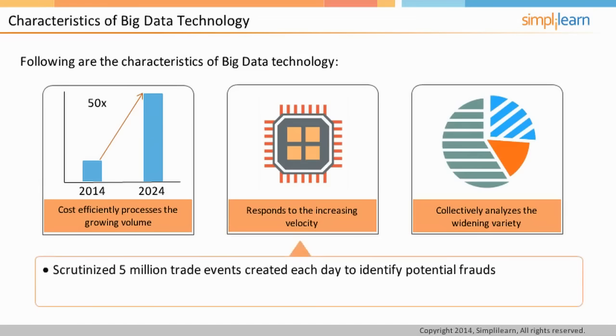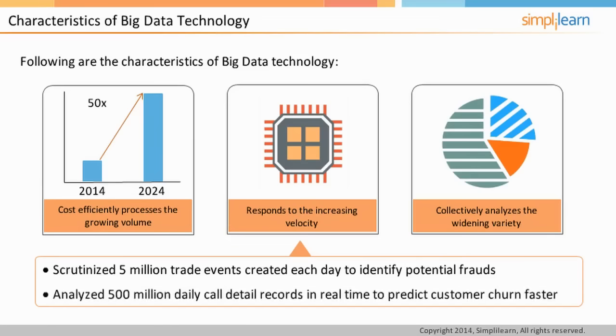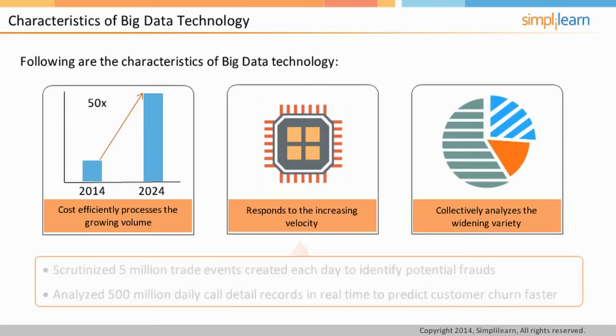Big data technology also helps to respond to the increasing velocity of data. For example, it has scrutinized 5 million trade events created daily to identify potential frauds. It has helped to analyze 500 million daily call detail records in real time to predict customer churn faster.